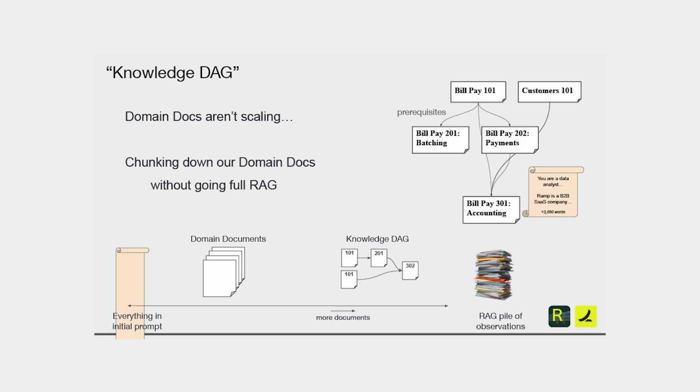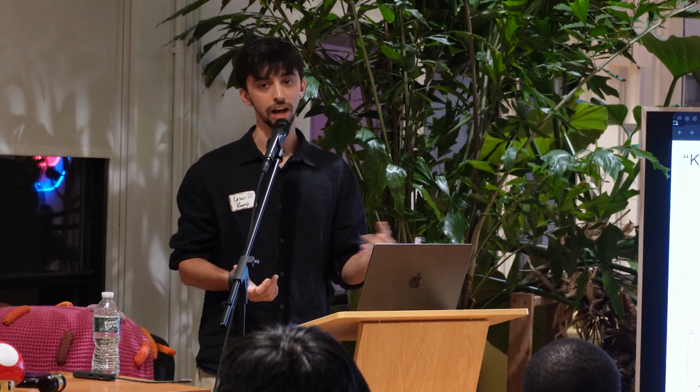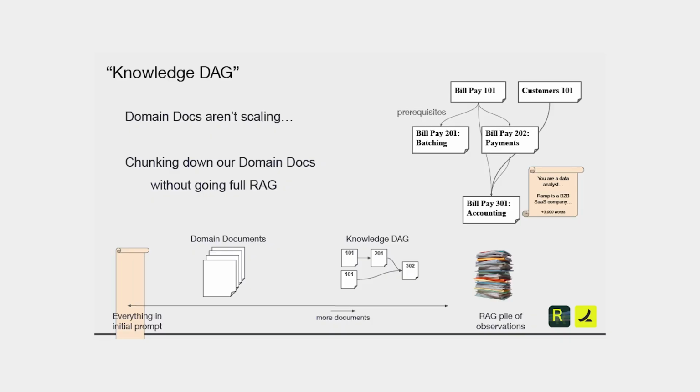And so this is all theory, but I think that the way in which you approach this is similar to the way in which a college student approaches learning. You start off with Bill Pay 101, and then once you've learned about Bill Pay 101, you might need to know about payments, you might need to know about accounting, you might need to know about batching, and you might take those classes so that you can get that information. And then once you're able to collect your information with this knowledge tag, you're able to then go and answer the question with as little amount of context as possible, but still enough.